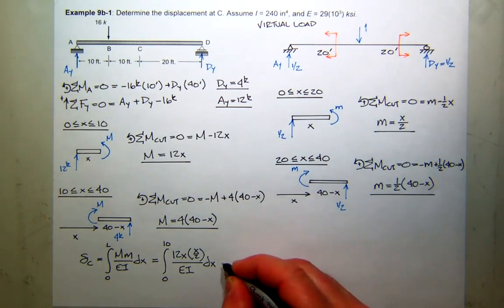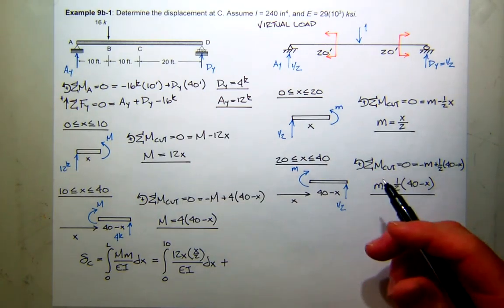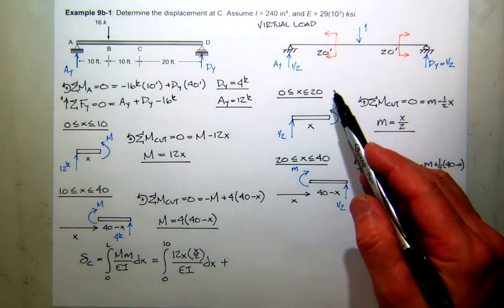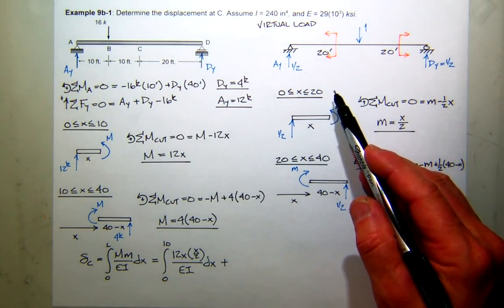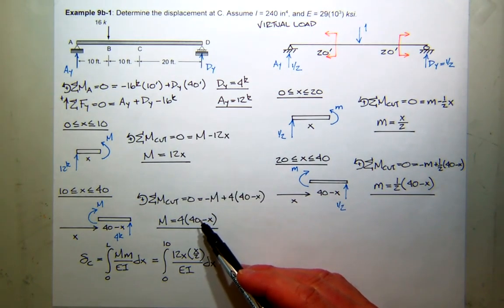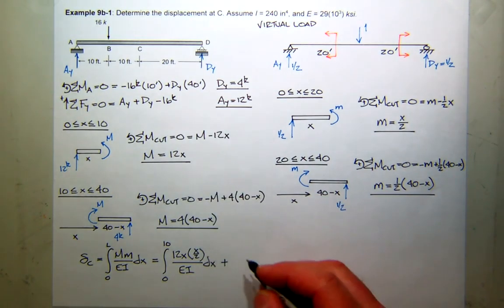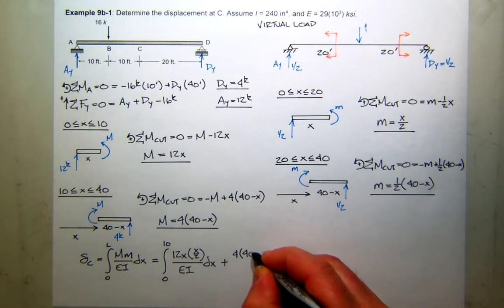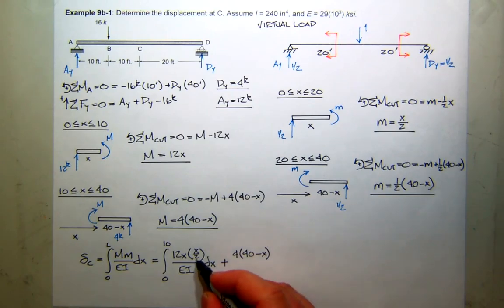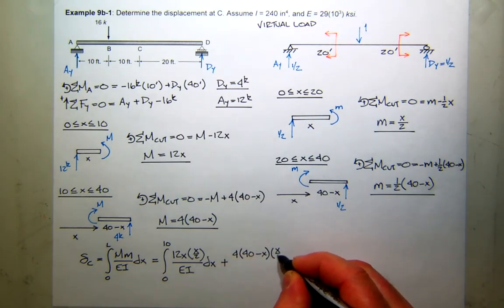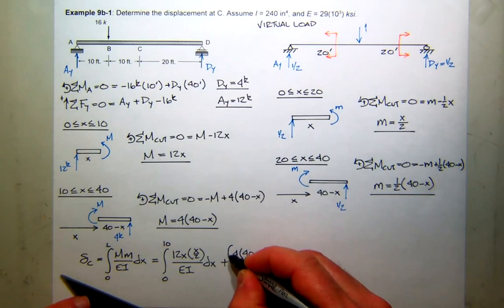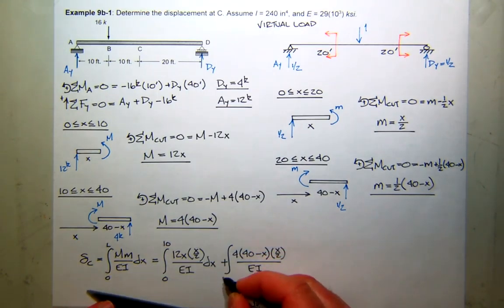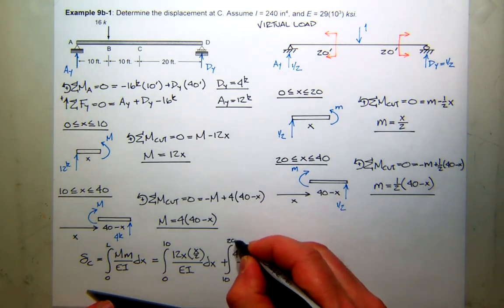So what comes next? Well, I have to go from 10 to what? 20. Yeah, 20, because this equation is good up till 20, so I can continue to use it. But I have to switch my real moment to this equation. So my real moment now becomes 4 times 40 minus x times the virtual moment, x over 2. Oh, I almost forgot this thing. Divided by EI. And what's that integral good for? From 10 to 20.